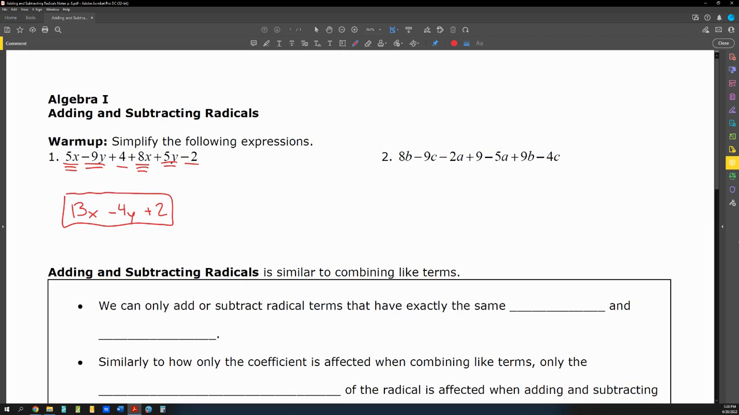For number 2, I see we have negative 2a and negative 5a. Those combine to give us negative 7a. We have a positive 8b and a positive 9b, which gives us a positive 17b. We have a negative 9c and a negative 4c, which gives us negative 13c. And last, we have just positive 9, and there's no other like terms with that, so we can just add that on at the end, plus 9. So the simplified expression, or answer, is negative 7a plus 17b minus 13c plus 9.